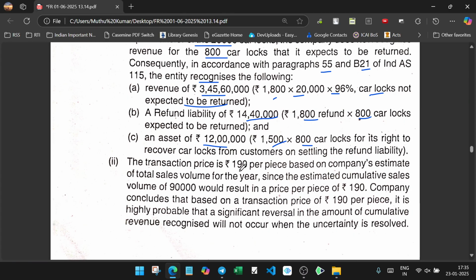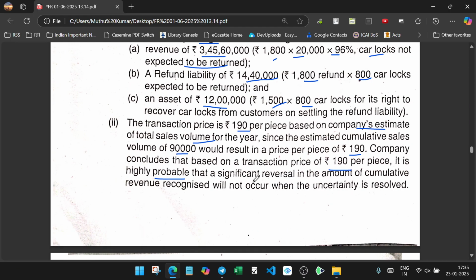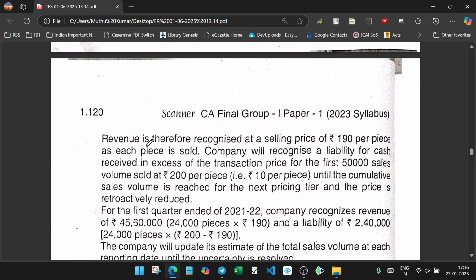Second case: the transaction price is 190. Why? Because the estimate was 90,000. Based on the company's estimate of the total sale volume of the year, since the estimated cumulative sale is 90,000, this results in a per piece price of 190. The company concluded, based upon the transaction price of 190 per piece, that it is highly probable that a significant reversal in the amount of cumulative revenue recognized will not occur when the uncertainty is resolved. The revenue is therefore recognized at a selling price of 190 per piece.